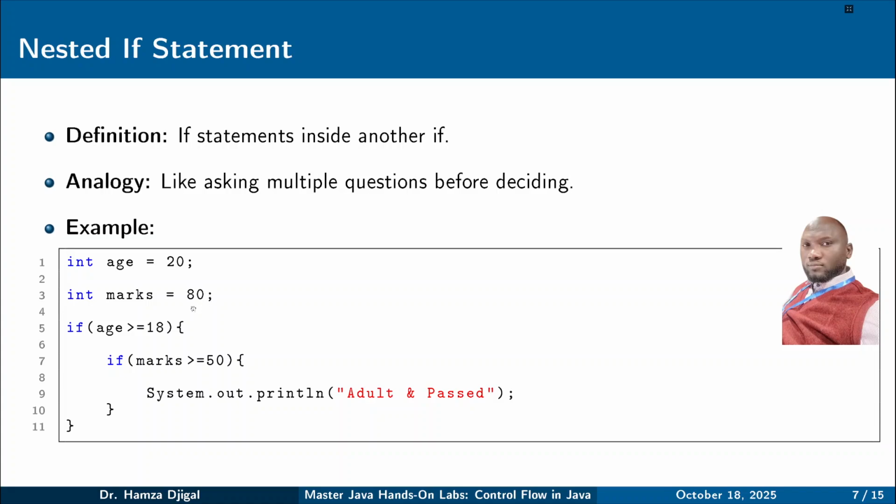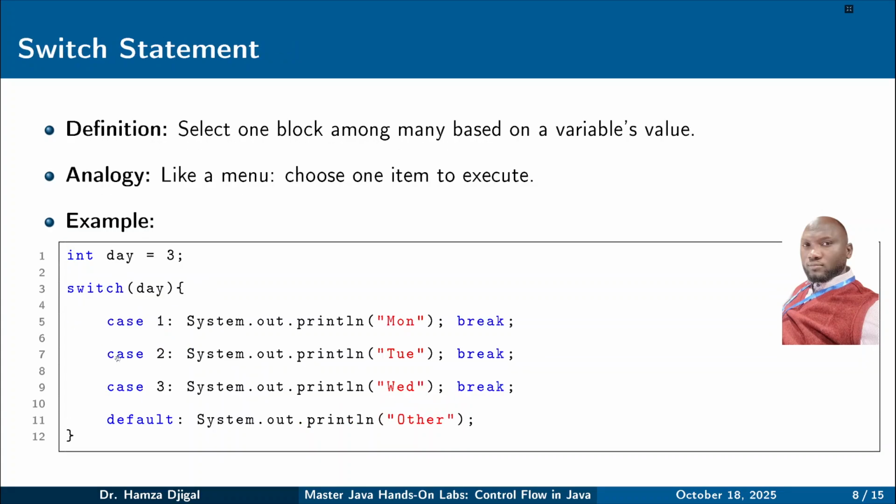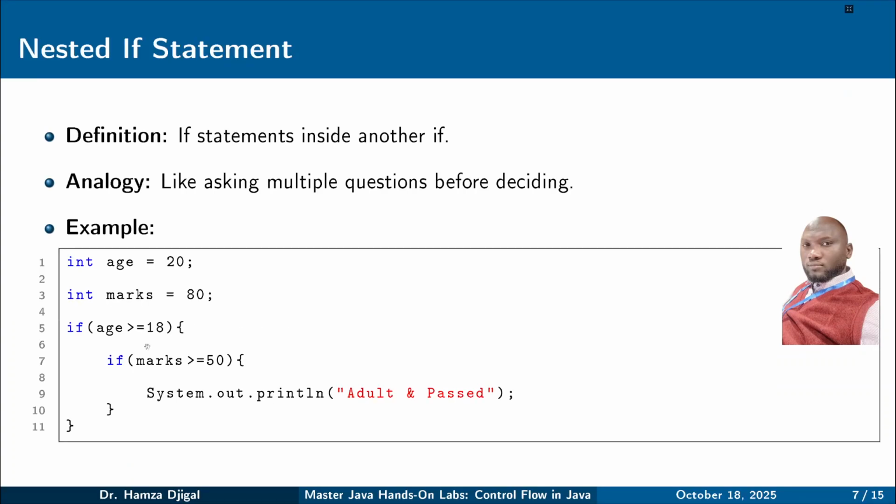We have age and mark. We say first, if the age is bigger than a value, I check for the marks. If this is not satisfied, we will not even enter the second condition. So this is what you have to keep in mind. If the first condition is satisfied, then it will go inside. If it is not satisfied, it will not even go inside to check the other.